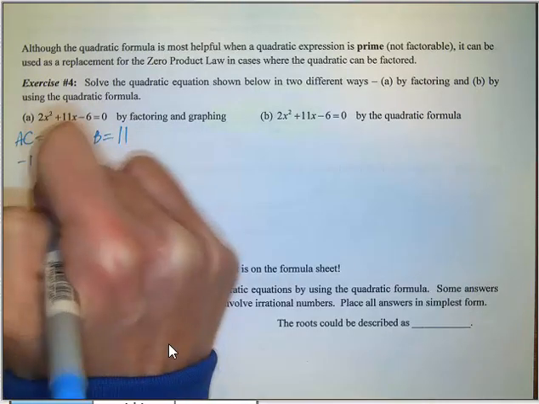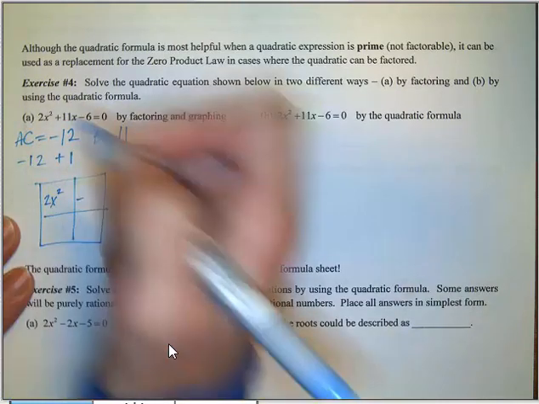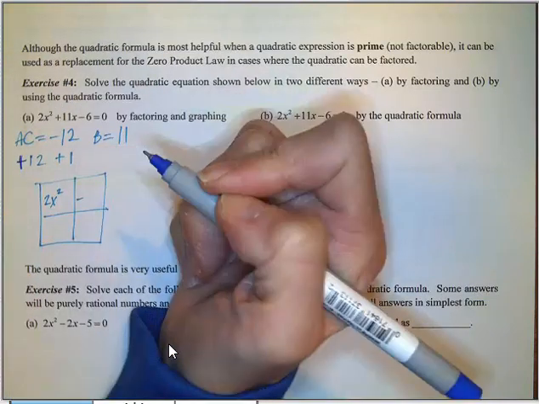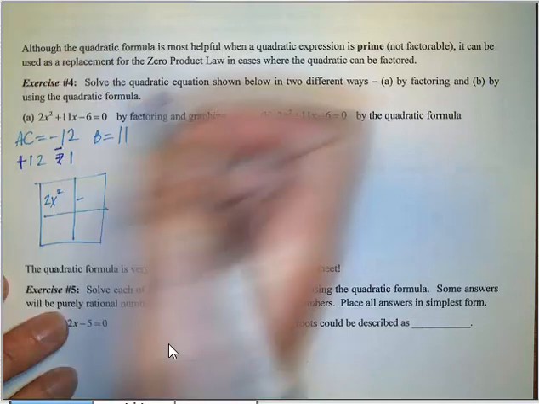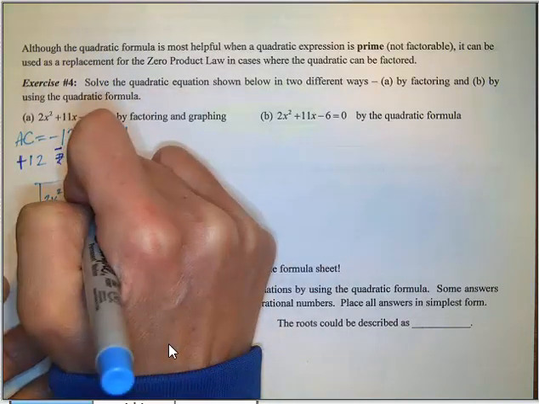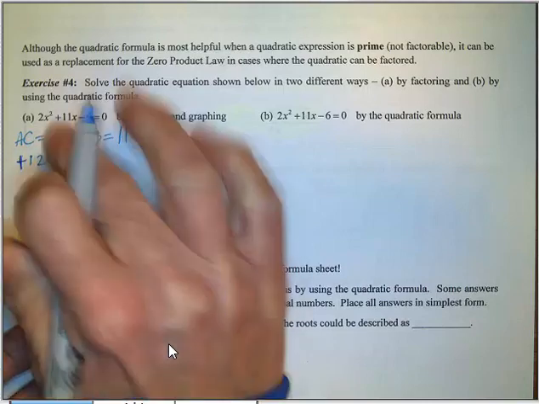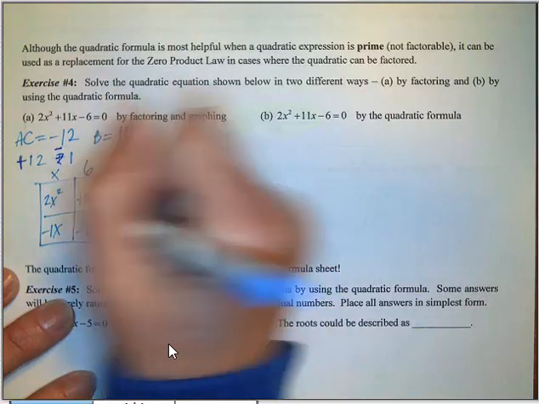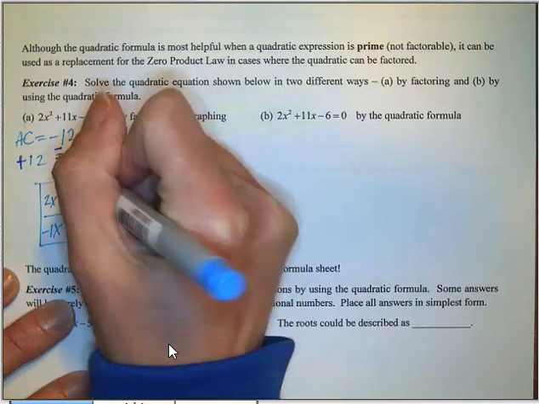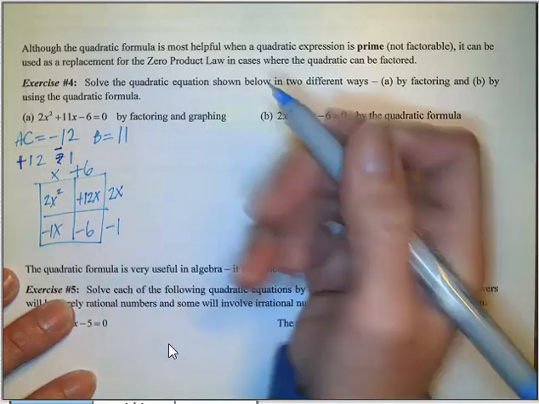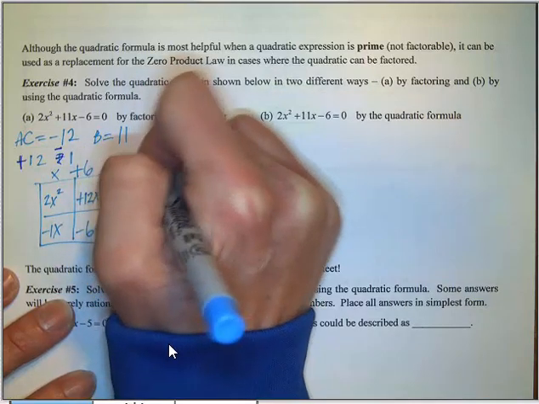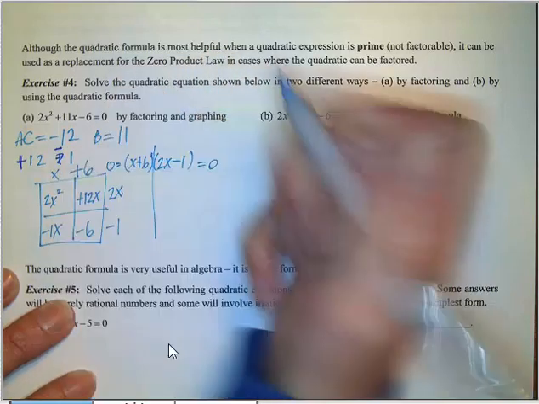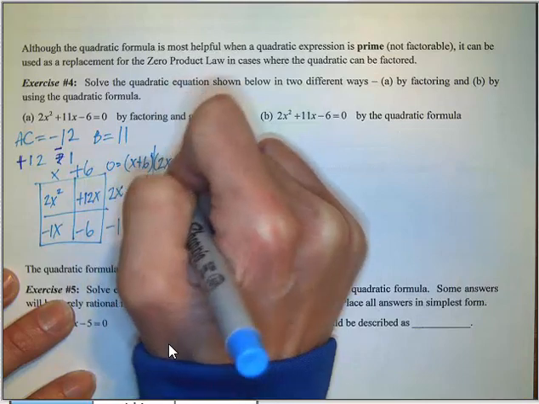2x squared. Negative, I had those backwards. Sorry. Hopefully you caught that. This should be a positive 12 and a negative 11. So positive 12x minus 1x is 11x and minus 6. The factors, x, 6, 2x, which makes this a plus, negative 1. So I have x plus 6 times 2x minus 1 equals 0. Set my factors equal to 0. I have x equals negative 6 and x equals 1/2.